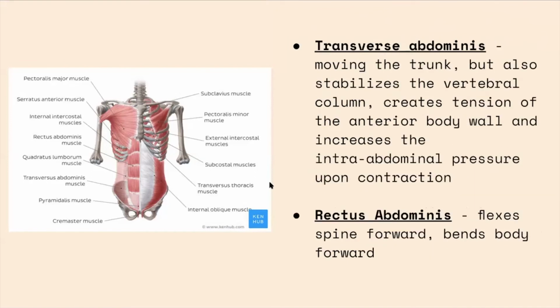We have the transverse abdominis, which basically moves our trunk. It also stabilizes our spine. It creates tension in the anterior body wall and increases the pressure in our abdomen when this muscle contracts. So when this muscle contracts, it creates more pressure and it stabilizes our spine. And we have our rectus abdominis, which flexes our spine forward and which eventually bends our body forward. So when you're sitting in a chair and you're bending your body forward, your rectus abdominis is helping with that.